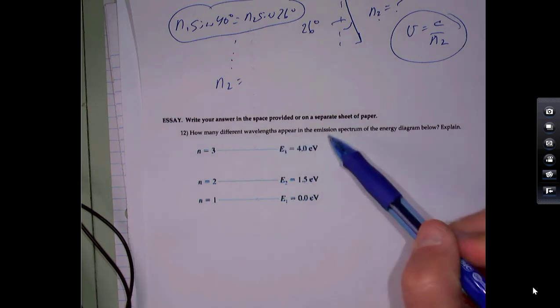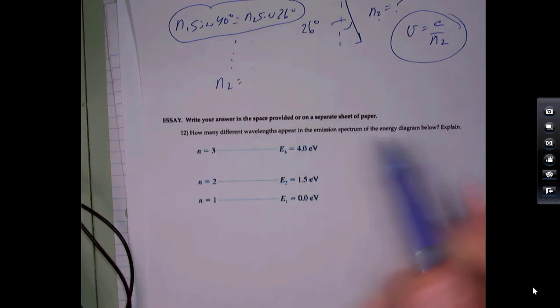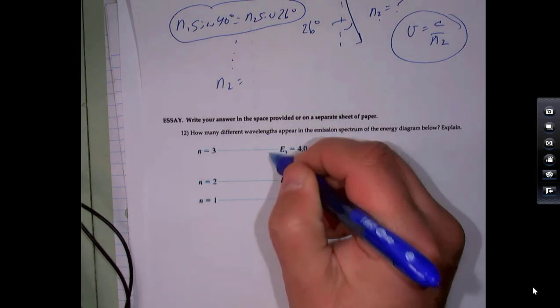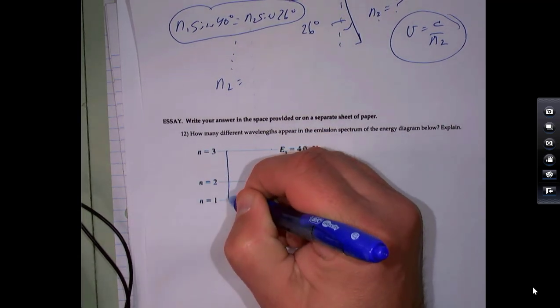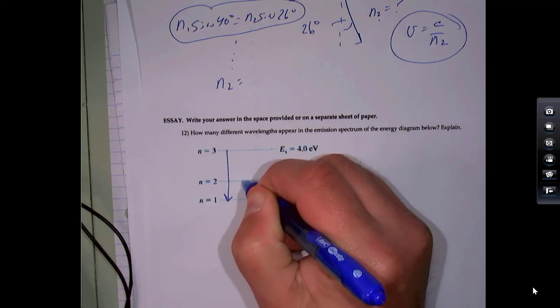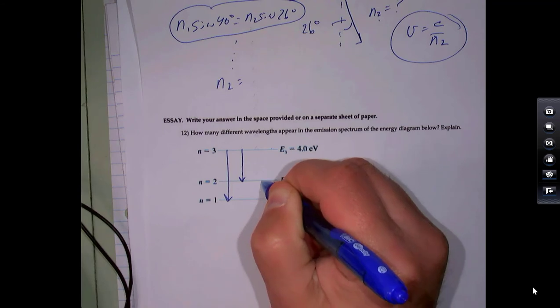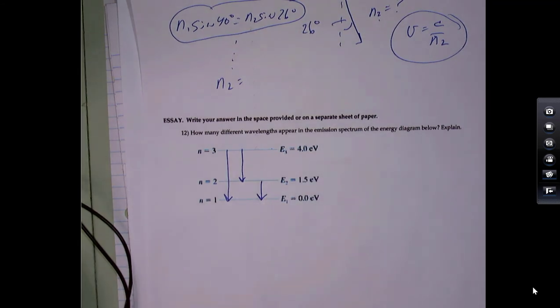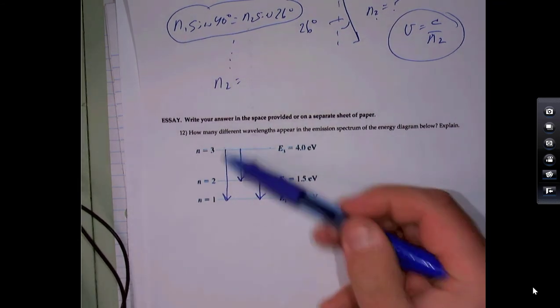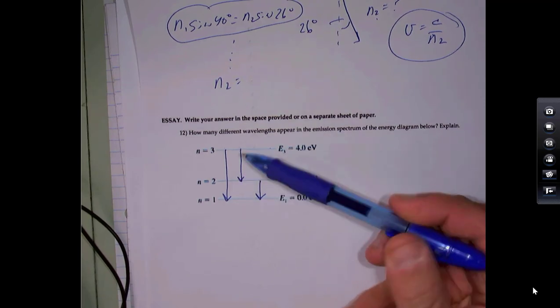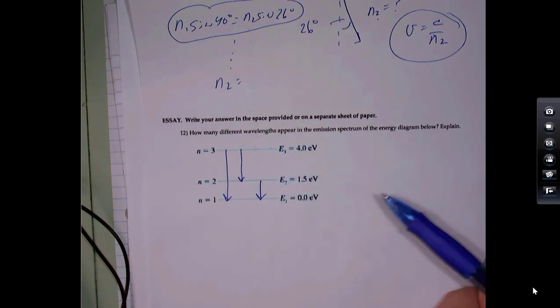How many different wavelengths appear in the emission spectrum? Okay, so emission spectrum means you go from higher energy to lower energy. The electron goes from a higher state to a lower state. Now you can go from 3 down to 1, from 3 down to 2, and then from 2 down to 1. These are the allowed transitions. You can go all the way from 3 to 1, or from 3 to 2, and a photon will be emitted there, or you can just go from 2 to 1.